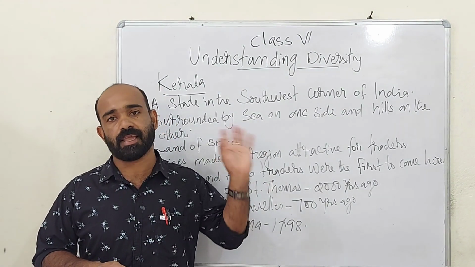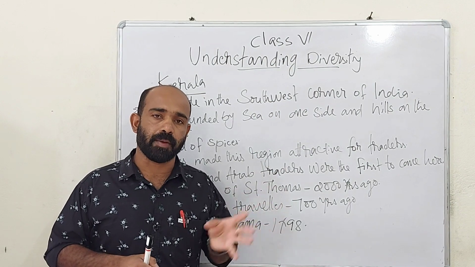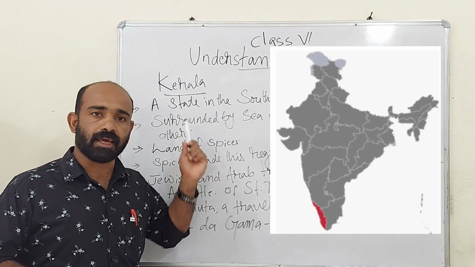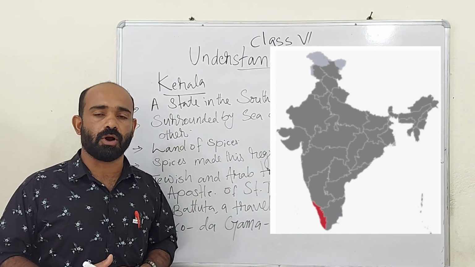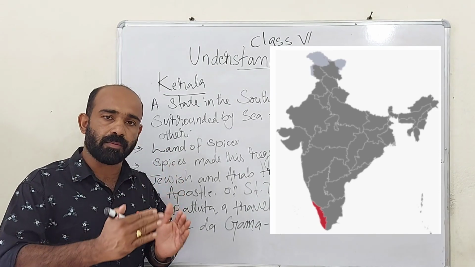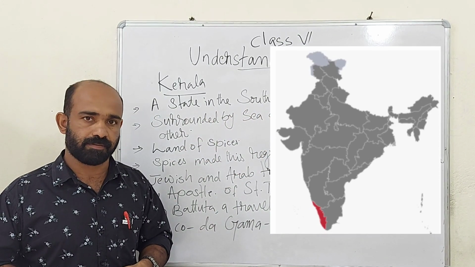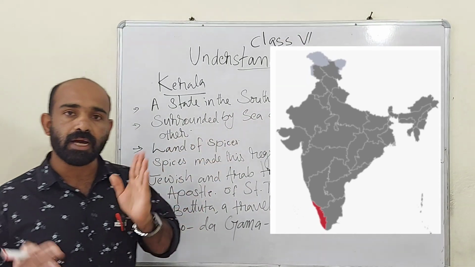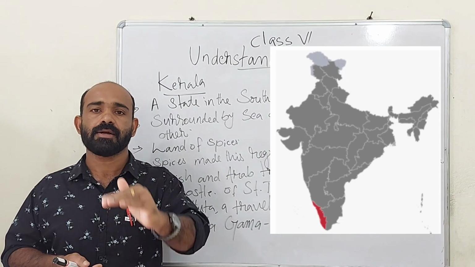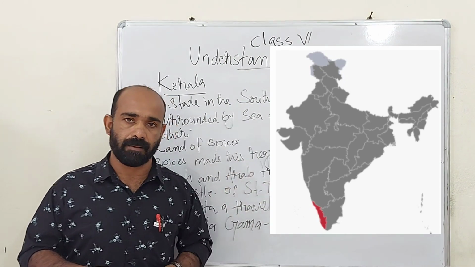Now let us study another region, that is Kerala. And let's see whether any differences are there in the life of people who live in Ladakh and Kerala. First of all, let's talk about Kerala. We know that Kerala is a state in the southwest corner of India. And this state is surrounded by sea, especially the Arabian Sea on one side and hills on the other side. And this region is known as the land of spices because different types of spices are produced in the state of Kerala, like pepper, cardamom, cloves, cinnamon and so many other types of spices.